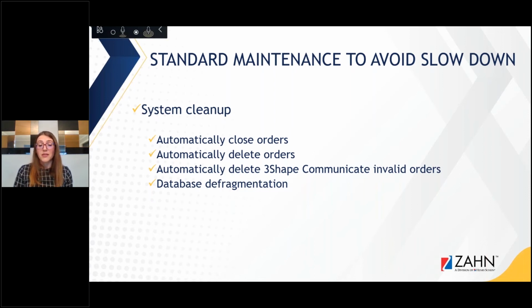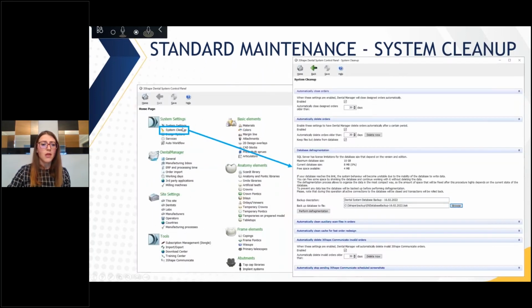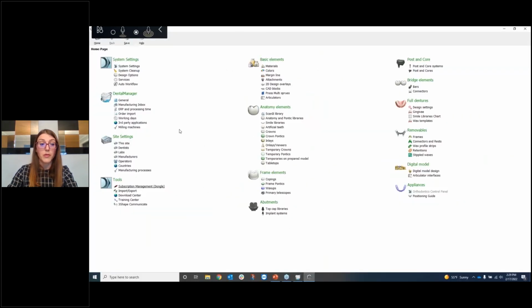Another thing that Control Panel or 3Shape can automatically do for you is database defragmentation. Basically, there's a limit in the database space, and defragmenting will shrink the database so that it's using less space, and that can also speed up the system performance. So those can all be found under Control Panel, System Cleanup, and there's definitely more options that you can review and see if they work for you. These are just the 4 that I thought would be worth mentioning.